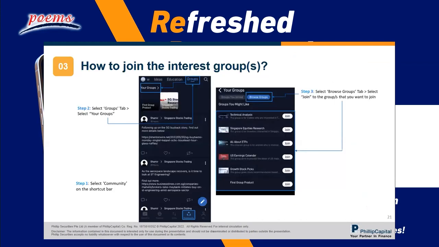How to join the interest group? Basically, for step 1, you can click on the community on the shortcut bar. Second, you can click on the group tab and select your group. Then step 3 will be to browse the group tab, and then select join to the group that you want to join, such as the photo that indicated.